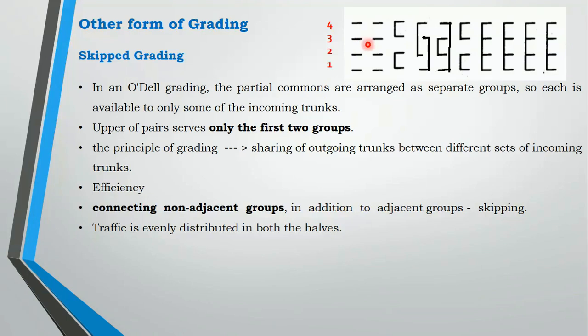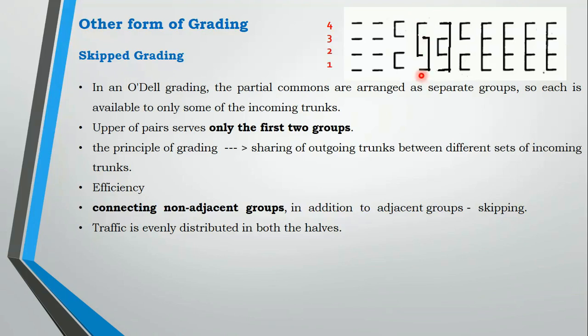For that purpose, we'll try to apply the principle of grading again here. According to the principle, there is sharing of outgoing trunks between different sets of incoming trunks. That means we'll try to connect non-adjacent groups also. If you try to connect non-adjacent groups, that type of connection is called skipped grading. You can observe here, this is an adjacent connection. Non-adjacent connection means the fourth group is connected with 2, that means a common connection between 2 and 4.